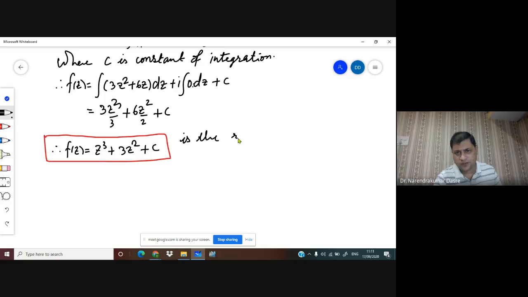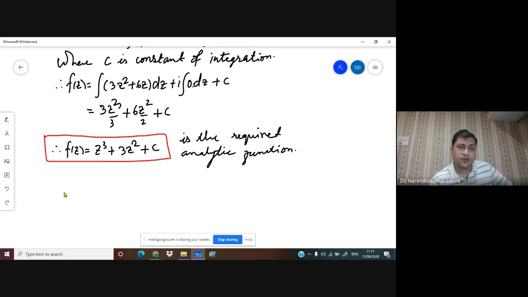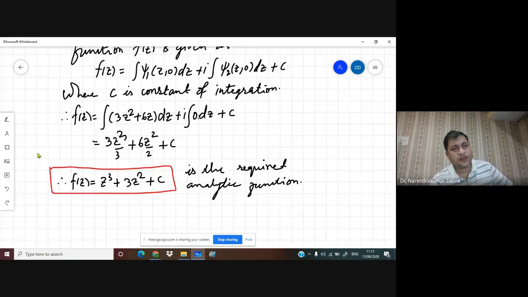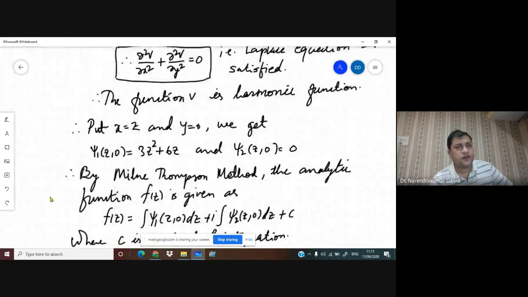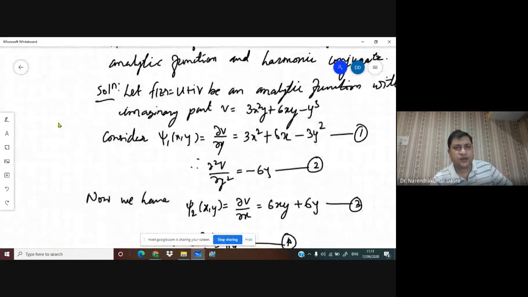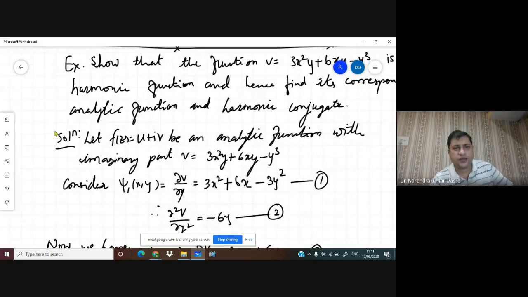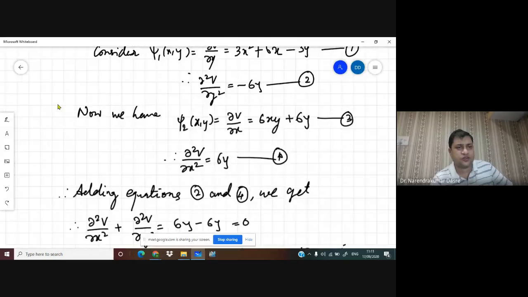analytic function. Okay, so that's what we have. This is going to be the required analytic function. So here we have completed the second step of this example. So we have seen that we wanted to show that this is a harmonic function. So we showed this harmonic function. Then we have calculated the corresponding analytic function, and now we have to consider the harmonic conjugate.